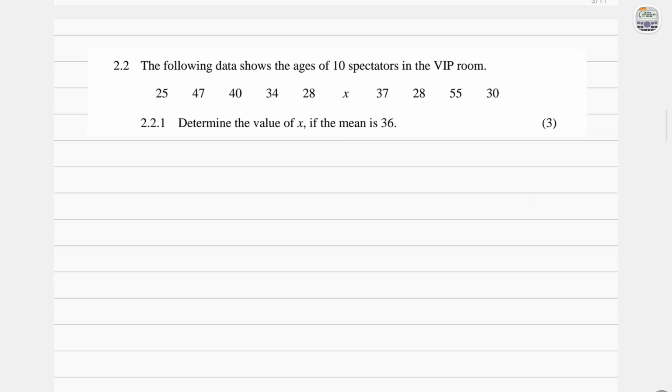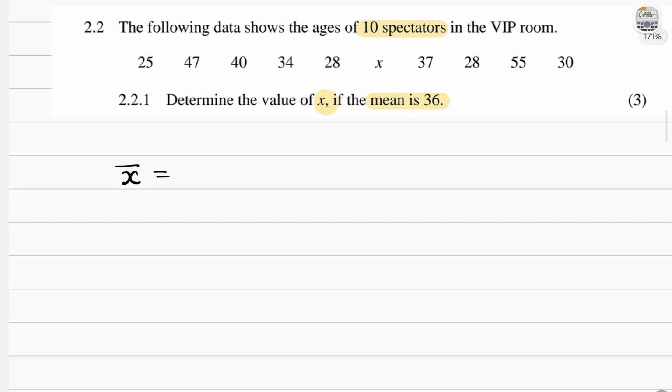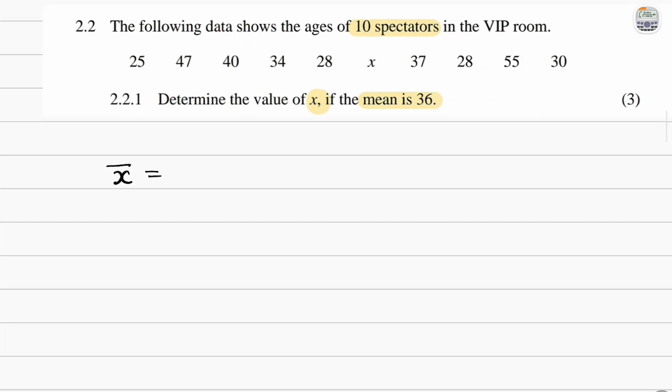Question 2.2 says, the following data shows the ages of 10 spectators in the VIP room. Okay, 2.2.1 says determine the value of x if the mean is 36. Okay, use what they have given you. They've given you the info, only x is missing, but then they tell you that the mean is 36. How do you calculate the mean of a data set? You add all the data points and then you are going to divide by the number of data points that we have. In this case, that is 10, okay? 10 people that we have here.